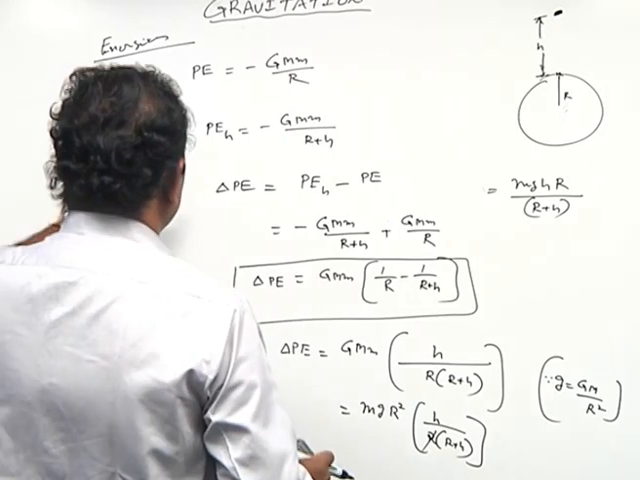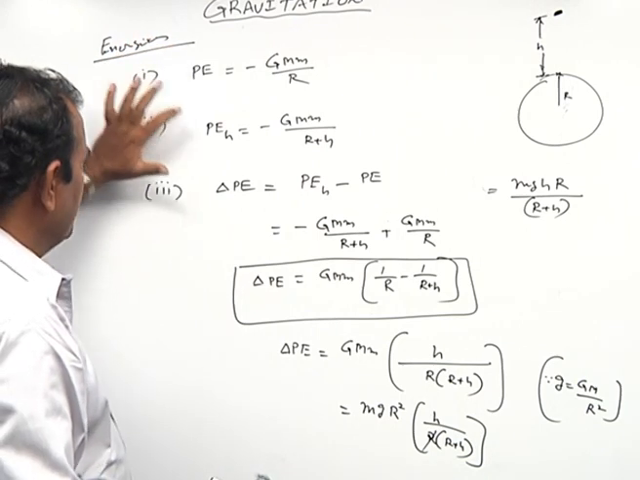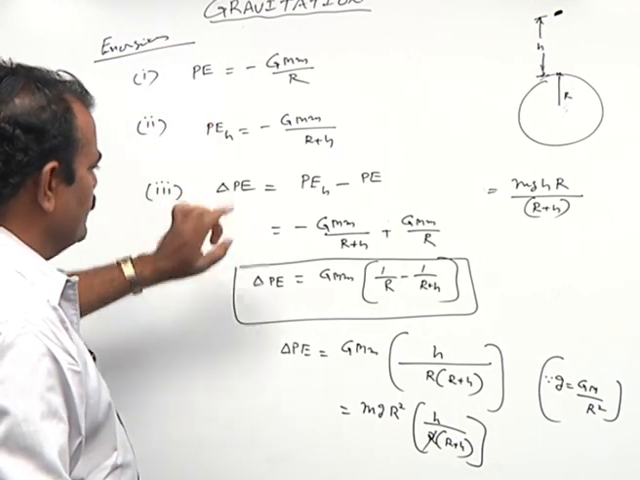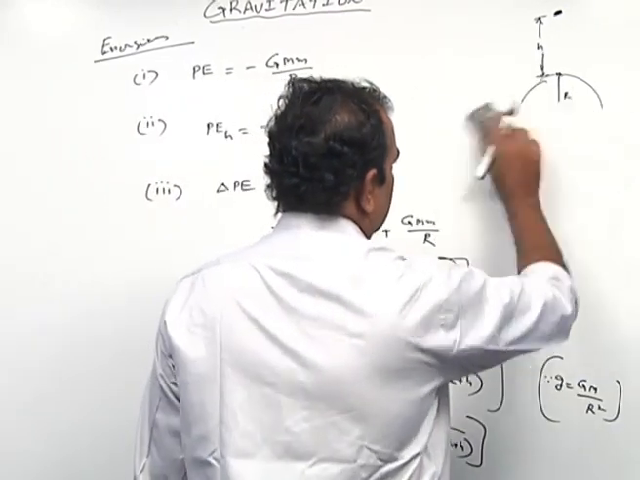Next, here it is 3 or over. That is the potential energy on the surface of Earth, potential energy at height, and change of potential energy. Now we are coming to this next formula, kinetic energy.